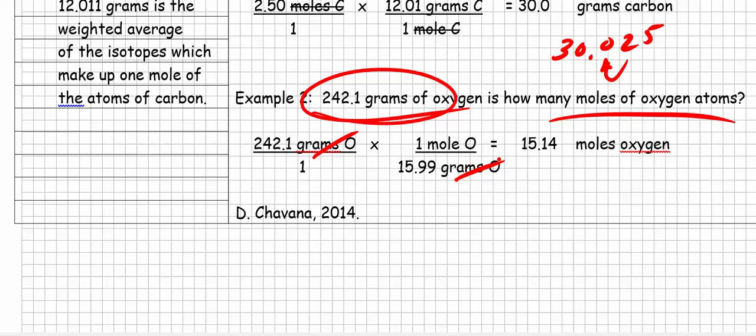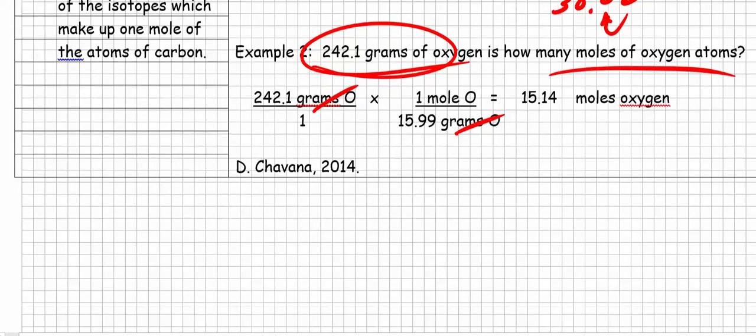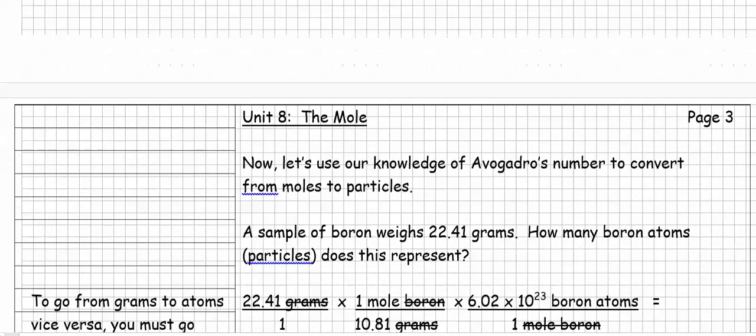So we have 242.1 divided by 15.99. Here's what I get. Well, listen, on my calculator, I get 15.14071295. I can't take all those numbers. I can only take 4 of those numbers. So 15.1407, the 0 doesn't kick the 4 up, so I'm just going to report 15.14. Don't forget the units, moles of oxygen. 15.14 moles of oxygen, and that's my final answer. Okay? All right, let's move on.